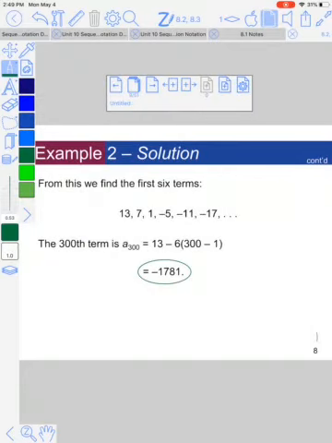Now let's look at our next page. They did want us to find the 300th term. If you just take 300 and plug it in, you would get 300 minus 1, which is 299, times 6, and then 13 minus that. Well, 299 times 6: if you took 6 times 300, you get 1800. Subtract 6 from that, you would get 1794, and subtract 13 from that, gets negative 1781. So, there you go. Let's take a look at number 10.